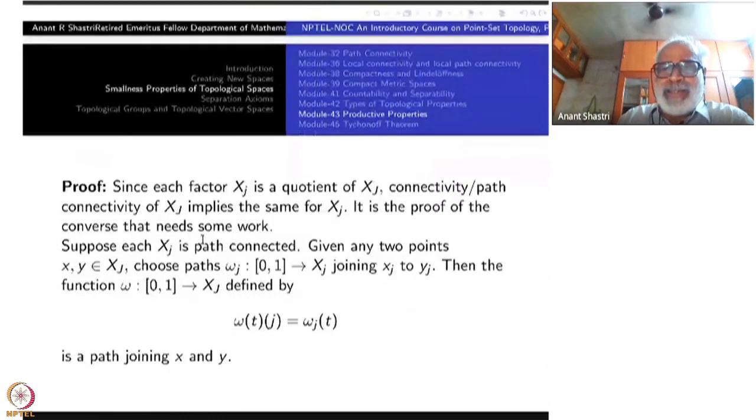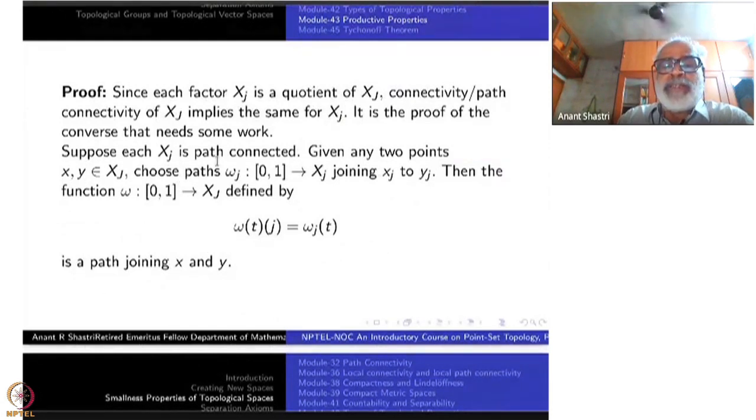Once again, path connectivity is straightforward. Suppose each Xj is path connected. Starting with any two points x, y inside X, you can choose a path omega j from 0,1 to Xj, a continuous function, joining these points xj to yj, they are inside little Xj, right? So there you can join them. So you've got all these families of paths, then you define one single omega from 0,1 to X such that its jth component, see, omega t must be a function from capital J into the disjoint union of all these Xj's. So on the jth thing, you take this path, omega j of t. So automatically, this will be a continuous function.